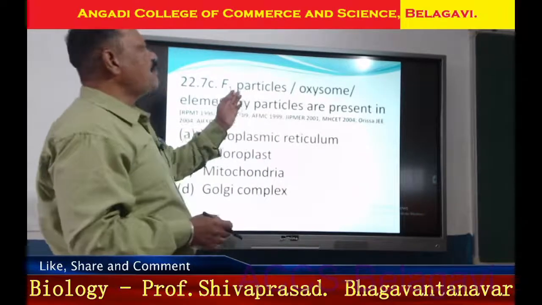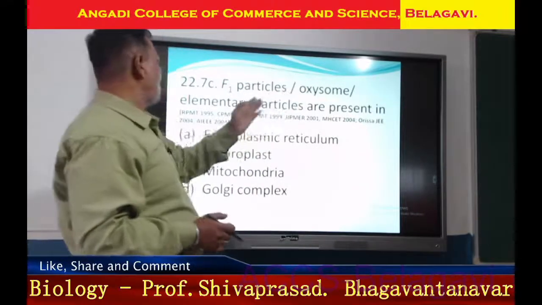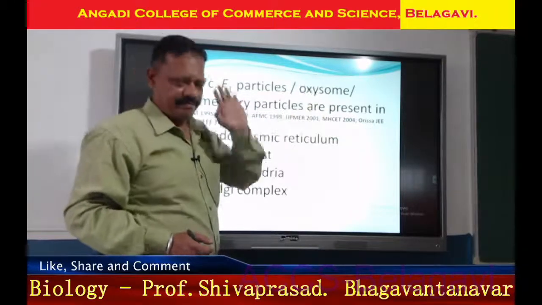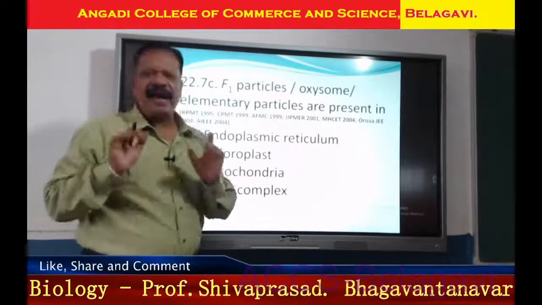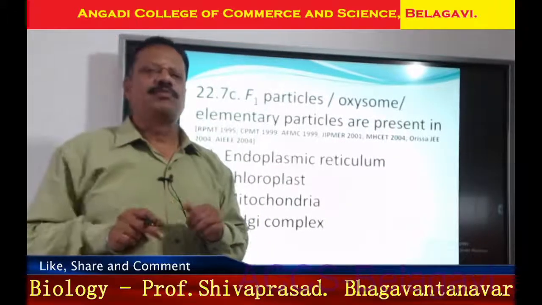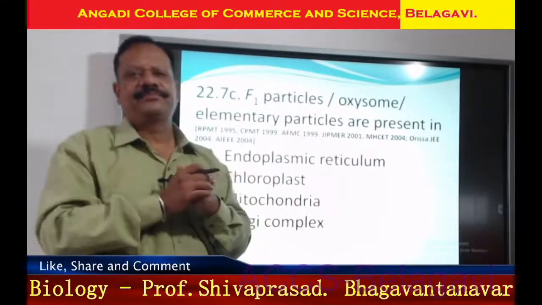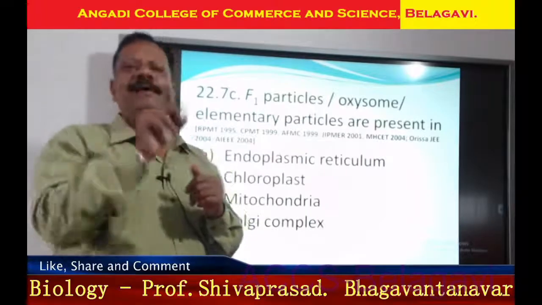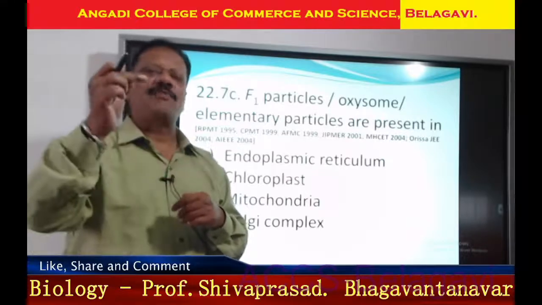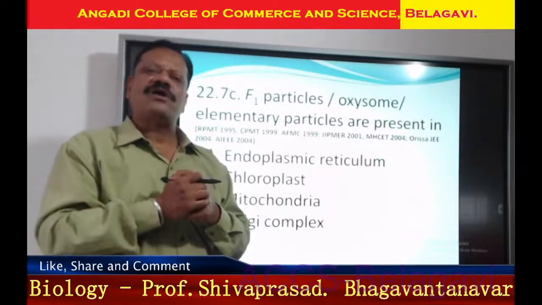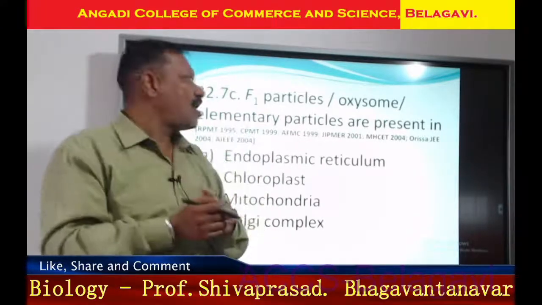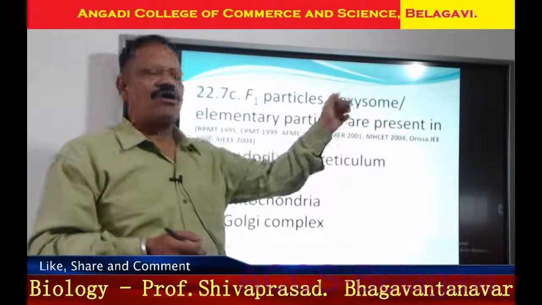Now, Fn particles or oxysomes or elementary particles are present in... Mitochondria contain two membranes. The outer membrane is smooth and the inner membrane is folded. The folded membrane is called cristae. The cristae contain small rounded particles, generally called Racker's particles, and these particles are also called Fn particles or oxysomes.